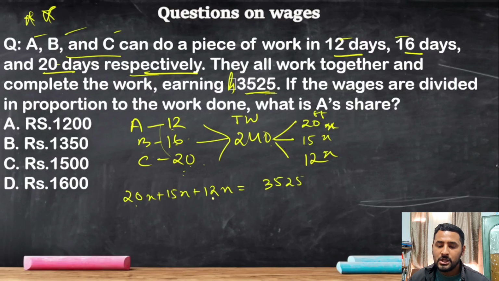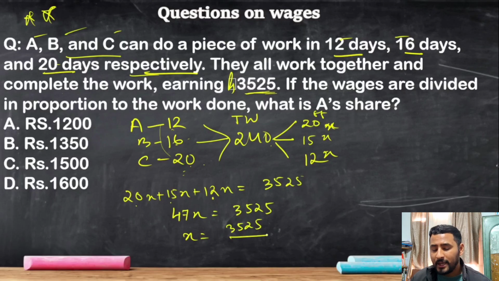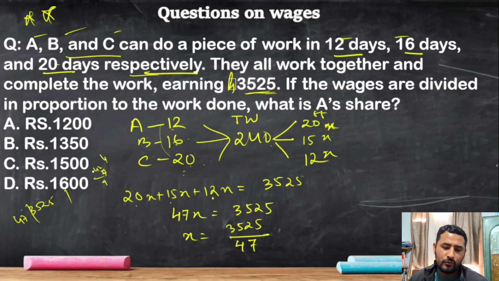20 plus 12 is 32, plus 15 is 47x equal to 3525. Get the value of x. 3525 by 47. Let's divide: 47 into 7 is 329, subtract, 12 minus 9 is 3, 4 minus 2 is 2, 5.